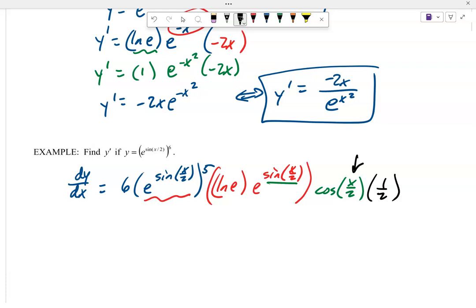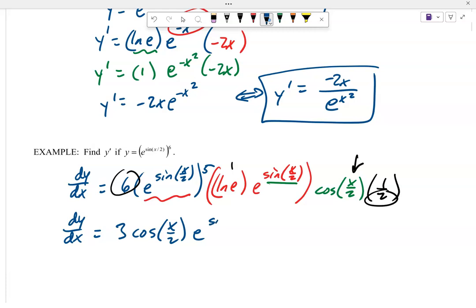Okay, and so now we're just going to clean all this up. And remember, ln of e is just 1, right there. And so I got 6 over 2, which is 3. So dy dx equals 3. I'm going to go ahead and write my cosine of that x over 2 next, and then I got the e to the sine of x over 2 here. That's to the 5th. I've got another one of these e to the sine x over 2 as well.